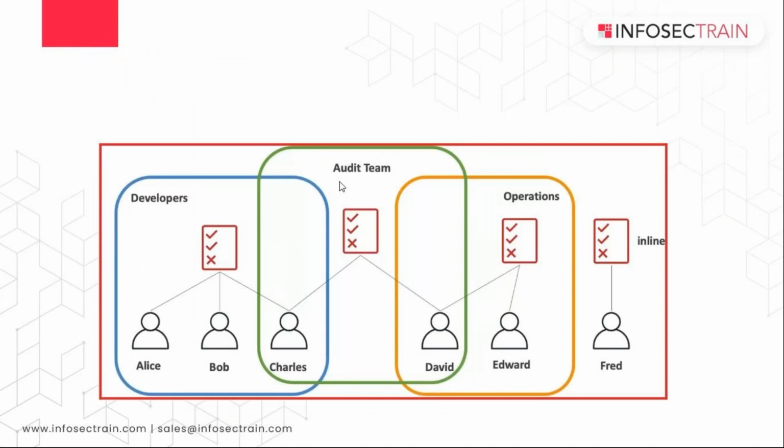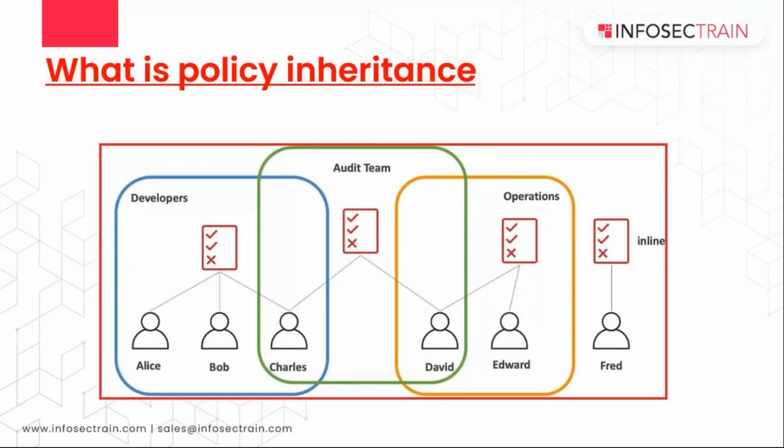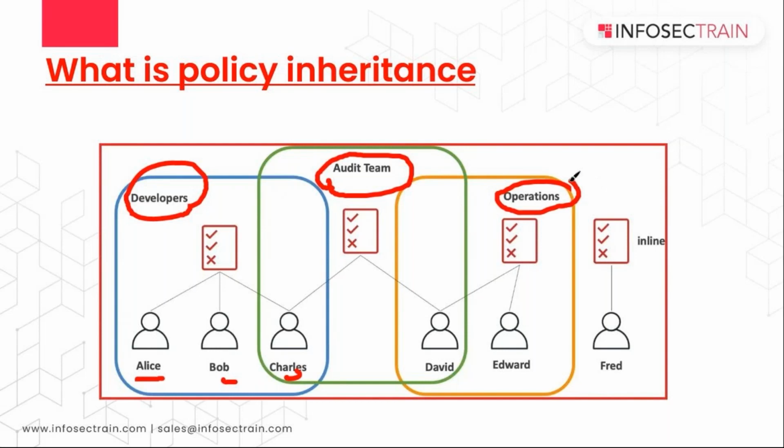Then we have something called policy inheritance. Again, a very interesting thing. In policy inheritance, see, this is one group, a developer group. Alice, Bob and Charles are part of a developer group inside an organization. Inside the same organization, there is another group called the audit team, right? And there is another called operations. Perfect. Now we have three groups inside an organization, and Alice, Bob and Charles are part of the developer group. Charles and David are part of the developer as well as the audit team, and Edward is part of the operations, right?